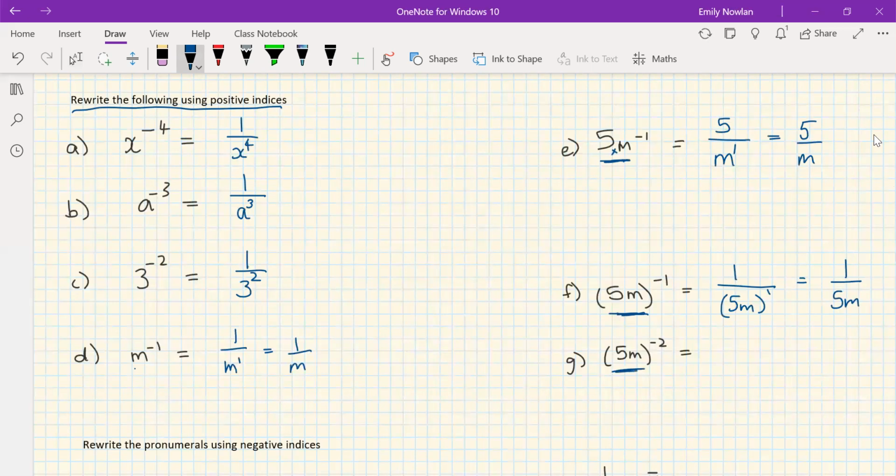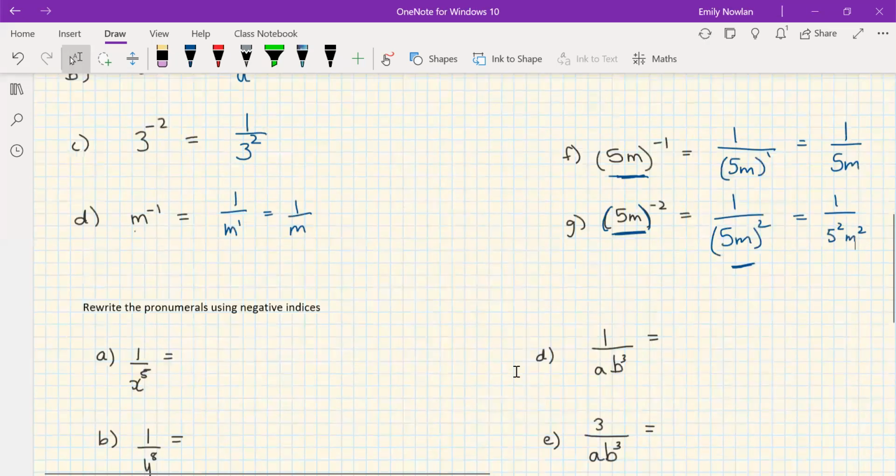So what changes for G? If it's all to the -2, it's still everything because it's got these brackets here. So it's 1 over 5m squared, because that -2 becomes a +2. And if we wanted to, the answer like that is fine, but we could write it as 1 over, so the 5 is squared and the m is squared.